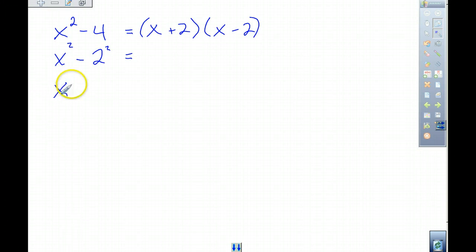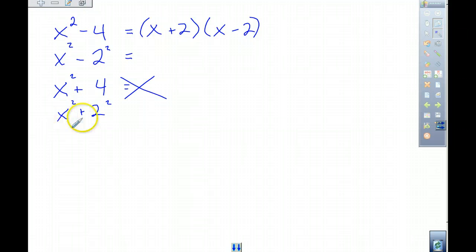And what about for a sum of squares? Could we do this? Could we factor x squared plus 4? Does that factor at all? And we said no. It had to be a difference. For the squares, it has to be a difference. So a sum of squares does not factor at all.